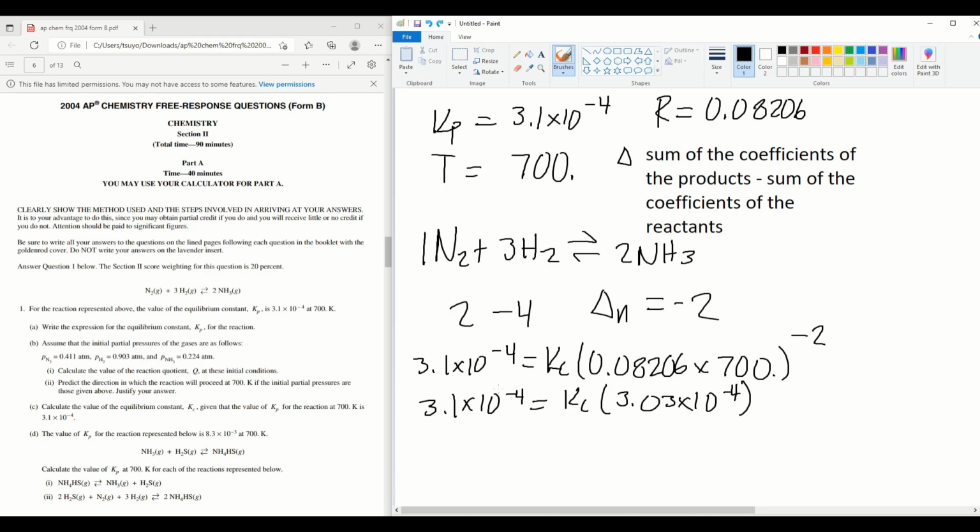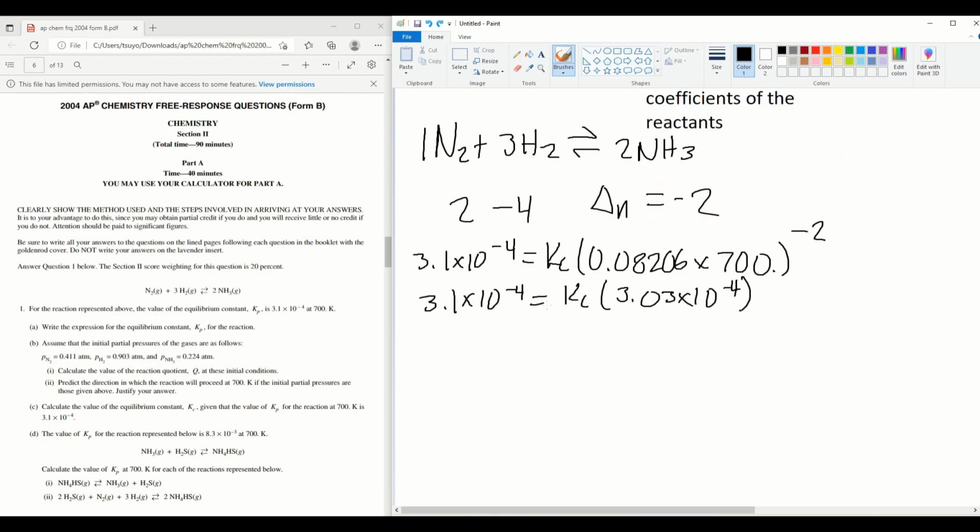Yeah. And then, because this answer is only 2 sig figs, you'll come out with an answer like 1.1 or 1.01. So Kc will be equal to 1.0. Because you get 2 sig figs from here, your answer has to be 2 sig figs. So this is the answer for part C of this question. Kc is equal to 1.0.